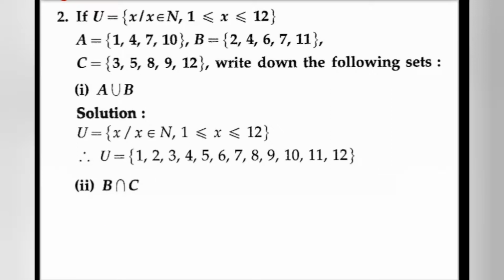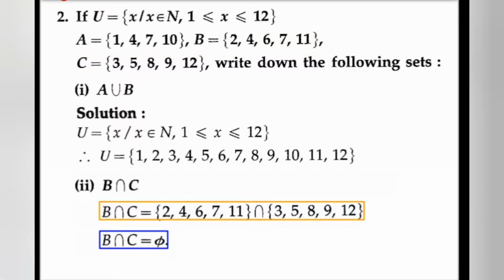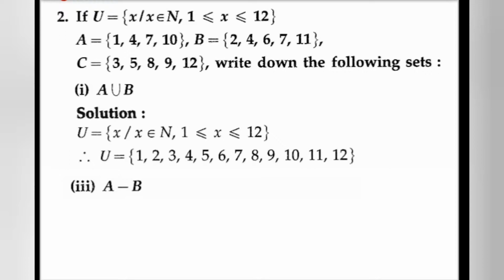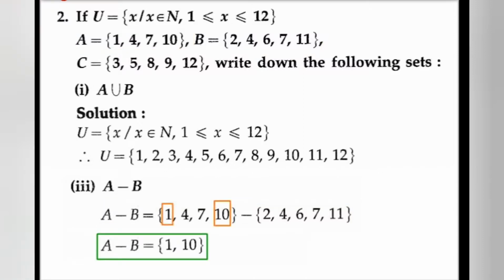Number 2. B intersection C. Now B intersection C would be set of 2, 4, 6, 7, 11, intersection 3, 5, 8, 9, 12, that is equal to phi. Number 3. A minus B. Now A minus B is set of 1, 4, 7, 10 minus set of 2, 4, 6, 7, 11. That will be set of 1, 10.